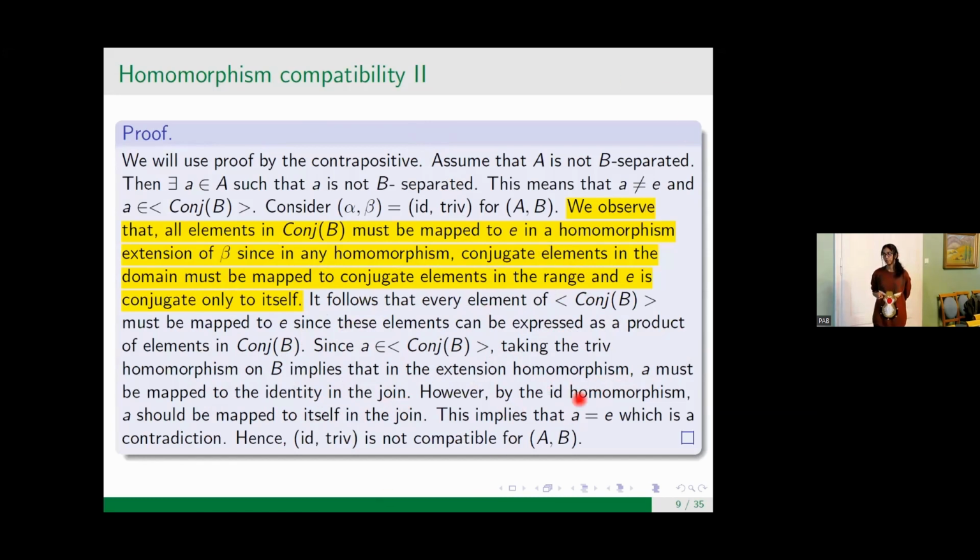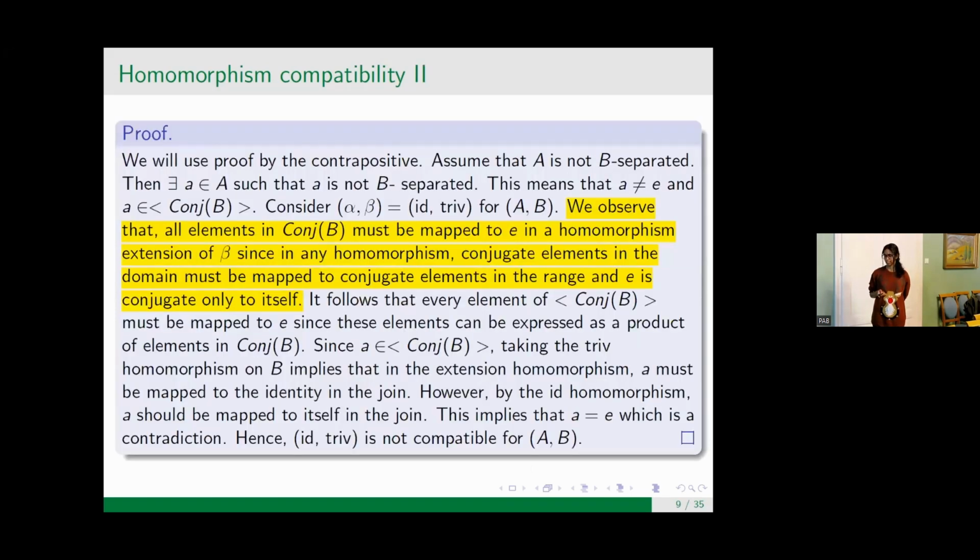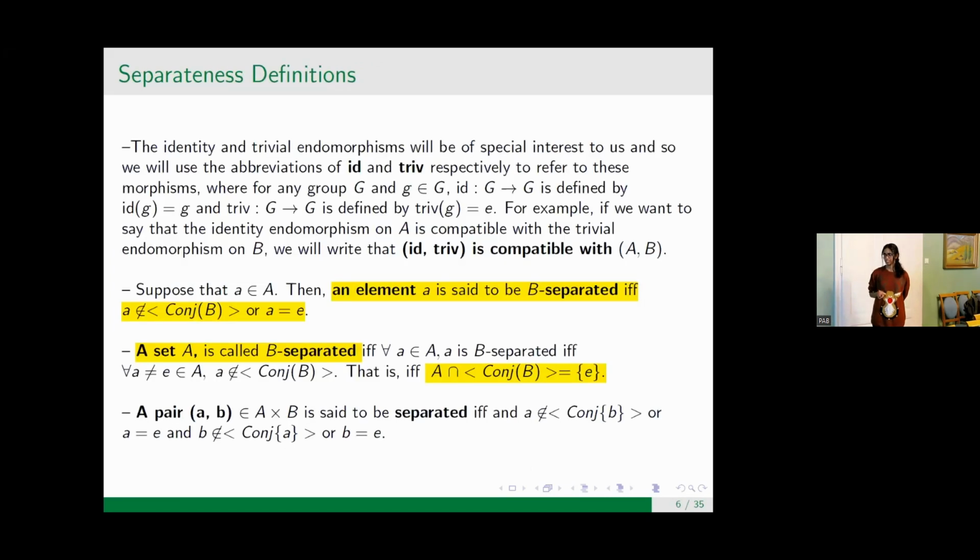However, by the identity homomorphism, a should be mapped to itself, but a itself is not the identity. So these homomorphisms can't be extended together. They are not compatible. So hence, identity is not compatible for A, B. And we get that identity being compatible for A, B forces that A intersection the conjugates of B, not just B, is the identity.